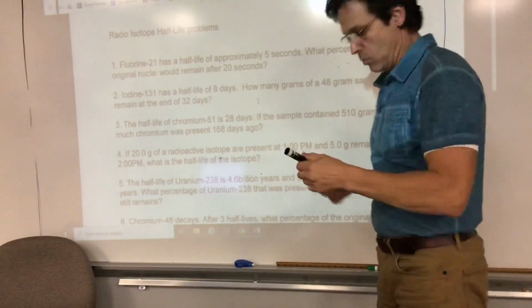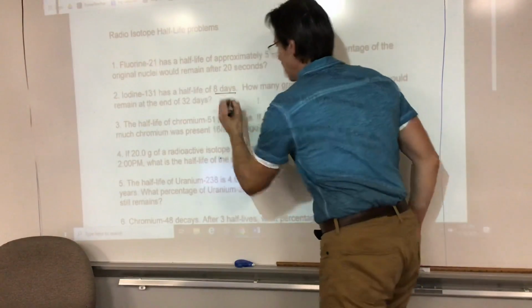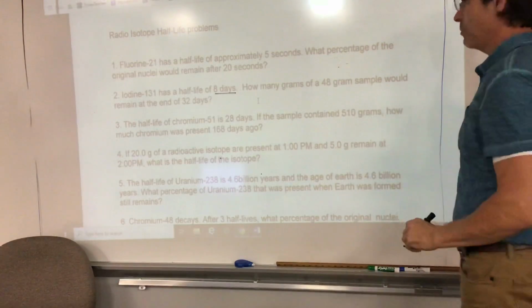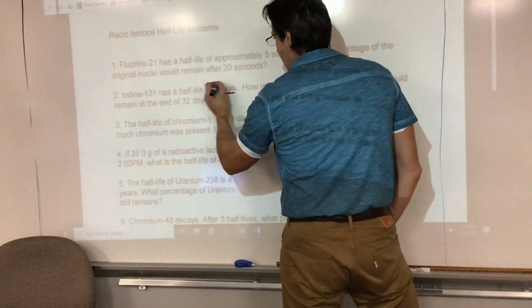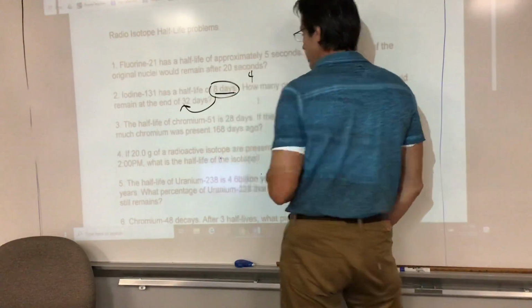Second one, iodine 131 has a half-life of 8 days. How many grams of a 48-gram sample would remain at the end of 32 days? Well, that's pretty simple. If 8 is 1 half-life, 8 into 32 goes 4 again, so that's 4 half-lives.